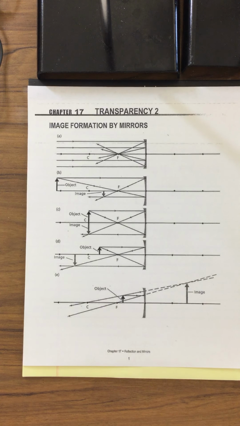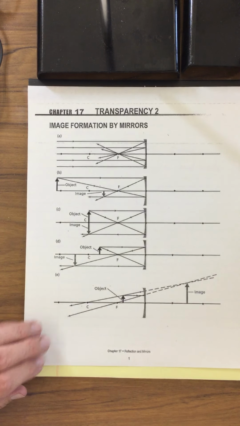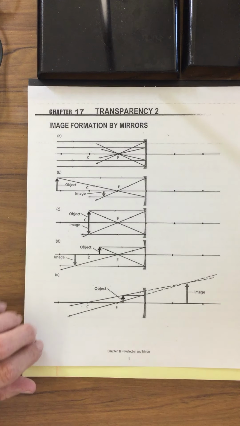Here's a handout that I just want to spend some time doing some review on. And this is image formation with a concave mirror. So there's about 8 points that I want to remind you of. This is a good summary of this portion of the chapter.